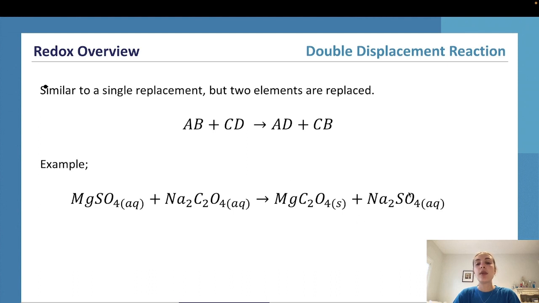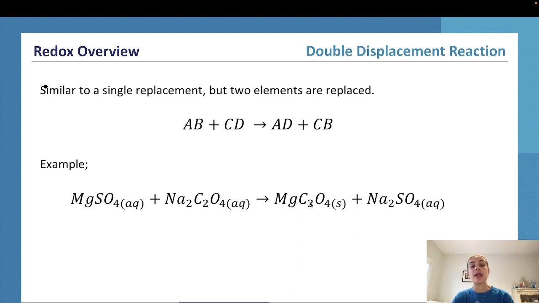So now we need to look at what our products are to determine how these are changing. If we look at our magnesium bicarbonate here, following our rules, magnesium is going to be a plus 2 charge. Oxygen is each going to be a minus 2 charge. So we've got minus 8 plus 2 gives us minus 6.